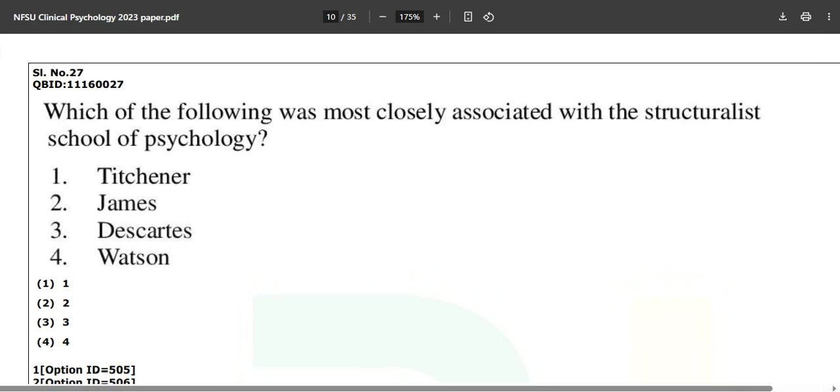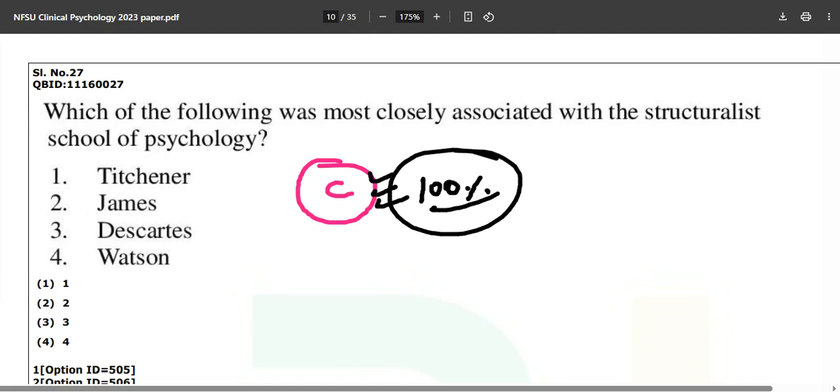Now, which of the following was most closely associated with the structuralist school of psychology? Now, you can find this in the C book or in any general psychology book. Even if you refer to NCERT, you might get in trouble. But yes, in the C book it is given 100% correct, and in many other general psychology books, it is given correct, absolutely.